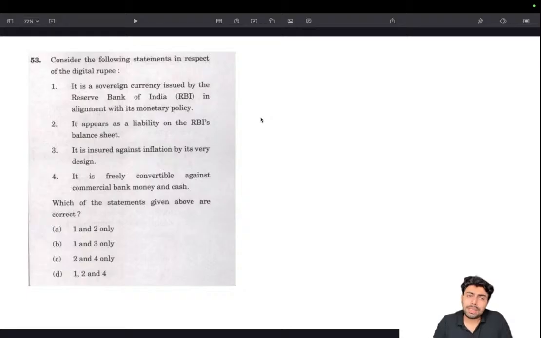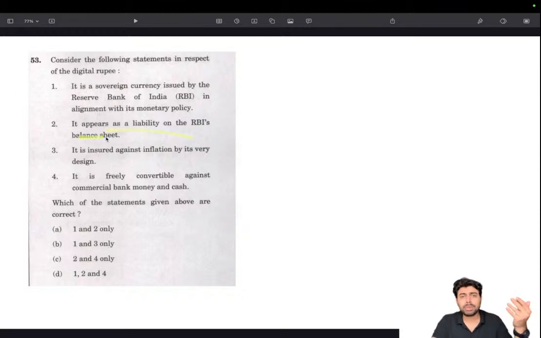Consider the following statements in respect of the digital rupee. Okay, it is a sovereign digital rupee. You might have heard about it. Don't confuse it with the e-rupee, that's a different thing. The digital rupee is a central bank digital currency issued by the RBI. So it's a sovereign currency issued by the RBI in alignment with its monetary policy. Yeah, this is the same thing. It's the basic rupee in a digital format. Okay, so that's true. It appears as a liability on RBI's balance sheet.